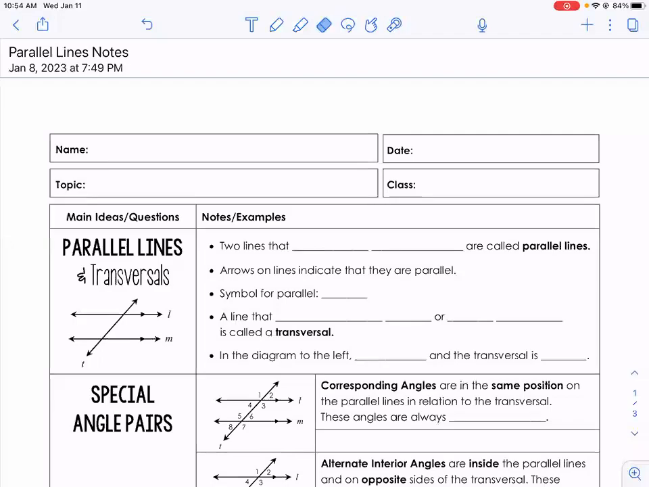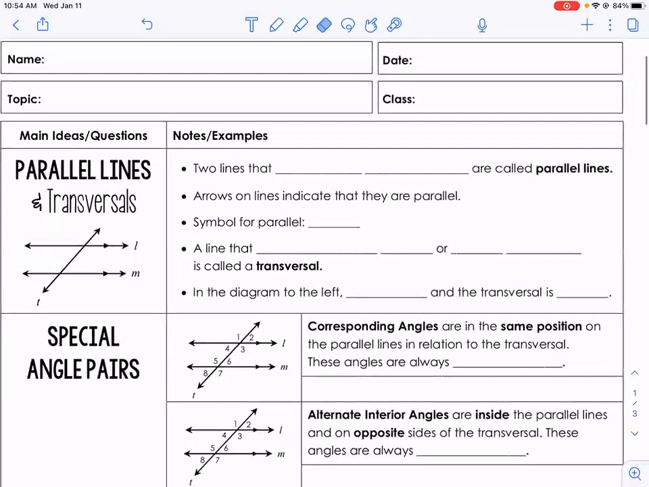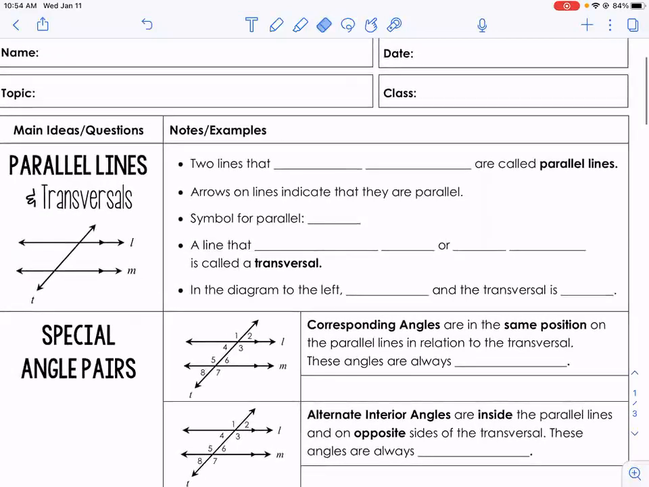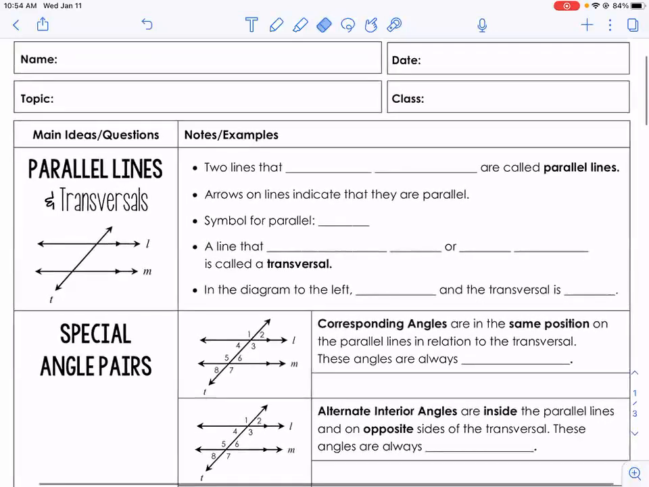Vocab today. Right, we're just doing vocab. Okay, so let's first talk about parallel lines. Everything we do the rest of the week is going to involve parallel lines. Parallel lines. Corin, what's true about parallel lines?